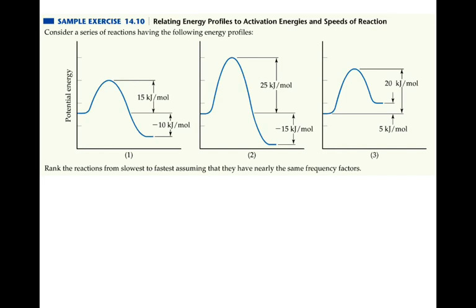So it says here, consider a series of reactions having the following energy profiles. All right, I've got first one, second one, and third one. And then it says, rank the reactions from slowest to fastest. Then it says this little part, assuming they have nearly the same frequency factors. That is related to what I mentioned at the beginning of the class about the complexity of molecules. If one of these had really complex molecules and one had simple molecules, we wouldn't want to compare them to each other. It wouldn't be fair. But we're assuming they're about the same complexity, so one's not going to be extra slow just because it's made of these big complex molecules, and the other one has an advantage because it's made of simple, really small molecules. That's what that means. So it means we're allowed to compare them.